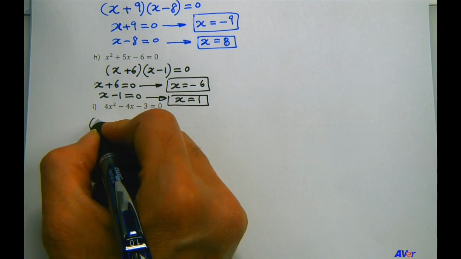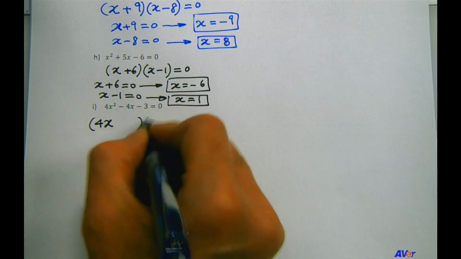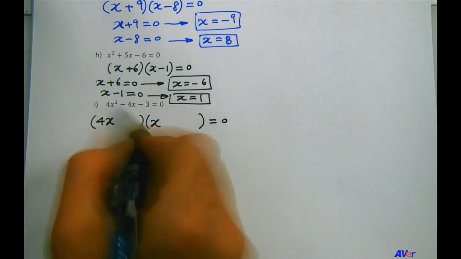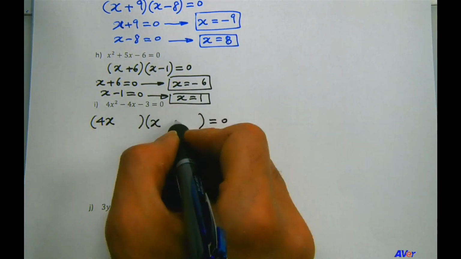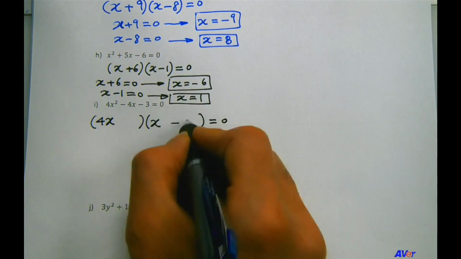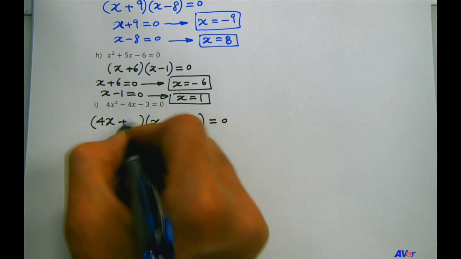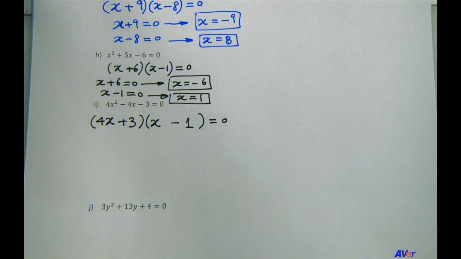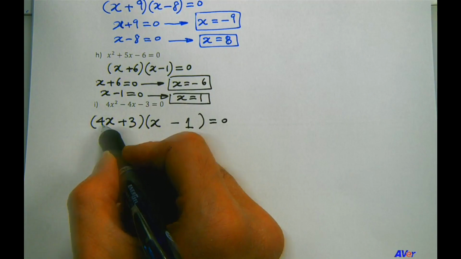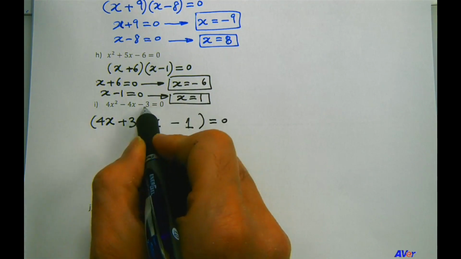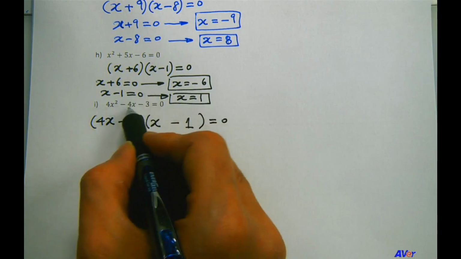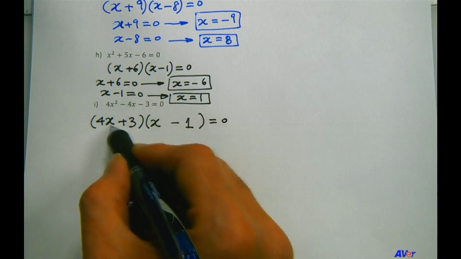So let's try this. Let's try 4x times x. That's going to give me 4x squared. And to get minus 3 and minus 4x, I'm going to put a minus 1 here and a positive 3 here, and I think that should do it. Because 4x times x is 4x squared, and 3 times minus 1 is minus 3. The middle term is always the last term we have to investigate. So where can the minus 4x come from?